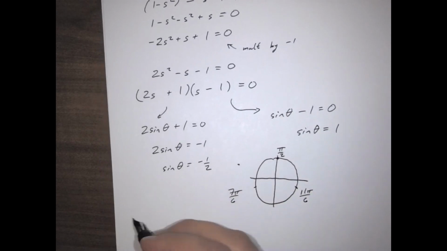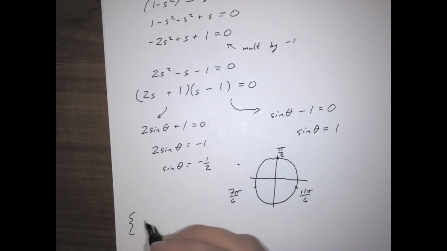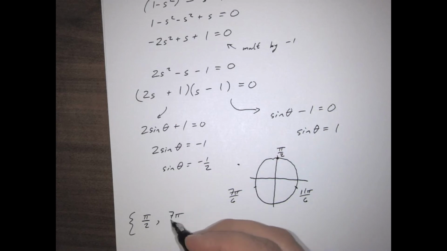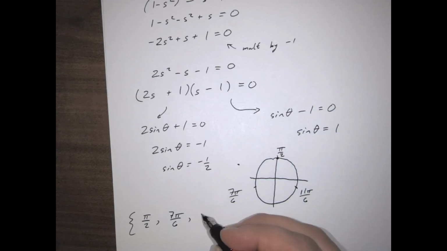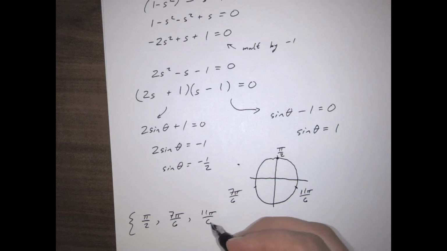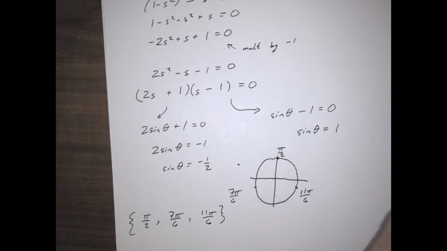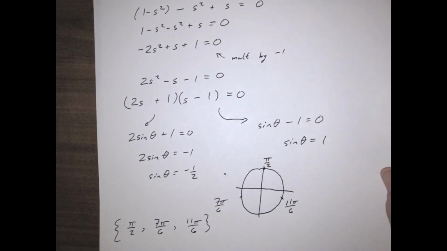So then our solution set. If we just list it from smallest to greatest as we work our way around the circle, pi over 2, 7 pi over 6, 11 pi over 6. Okay, we didn't have to use anything very fancy to do that. We just used factoring.